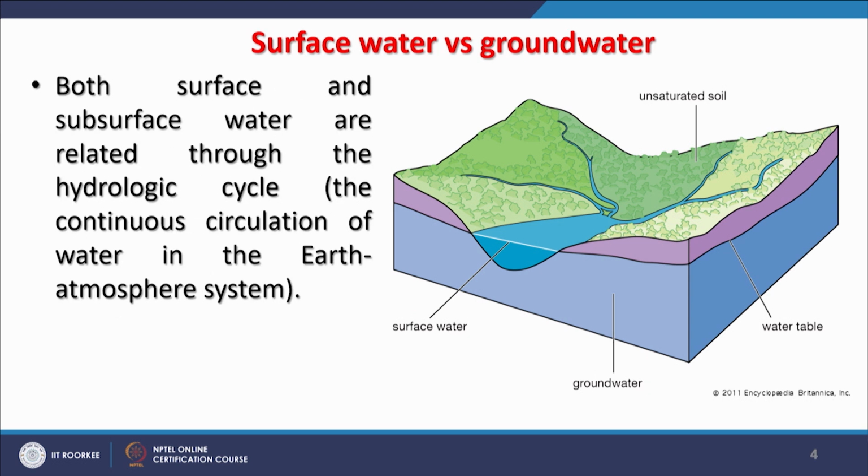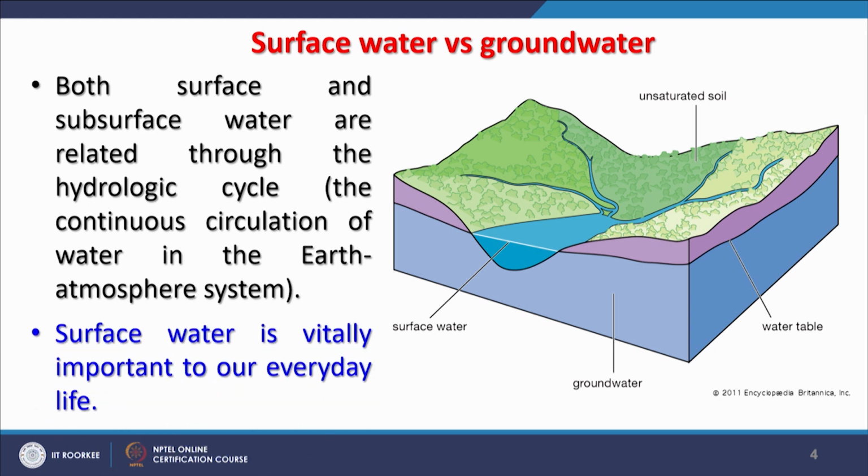Now, both types of water, surface water and subsurface water, are related through the hydrologic cycle. They are an intrinsic part of the hydrologic cycle. As we have already discussed in previous discussions, the hydrologic cycle is a continuous circulation of water in the earth-atmosphere system, and the water all the time remains in this system only. So, water may be underground, on the surface, or in the atmosphere, but the hydrologic cycle is a continuous, dynamic system.